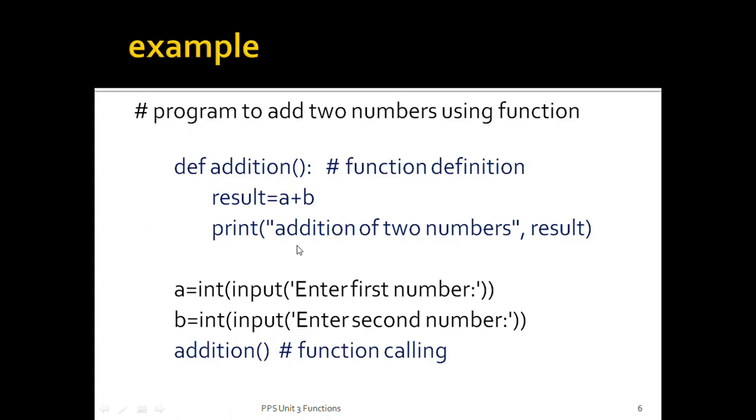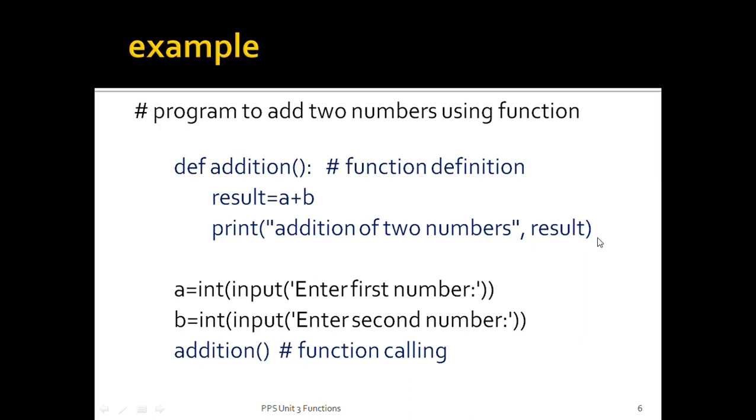So here is a program which adds two numbers using a function. Here I have defined one function with the name addition, and the code is written inside that. Then values from the user will be accepted and we will call that function. After calling the function, it will go to its definition, this will perform, and the result will be printed.